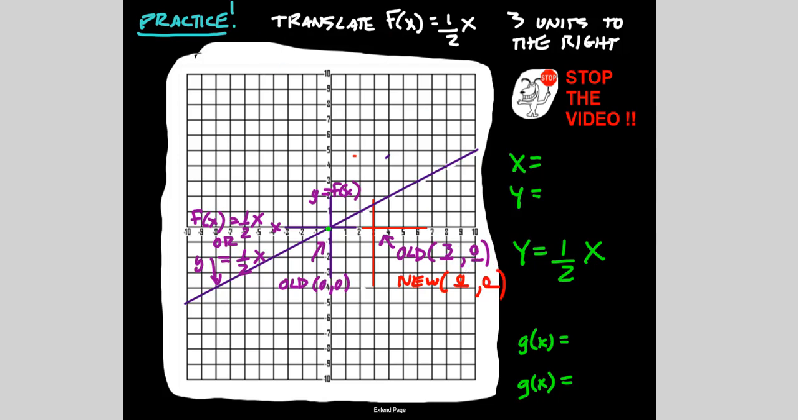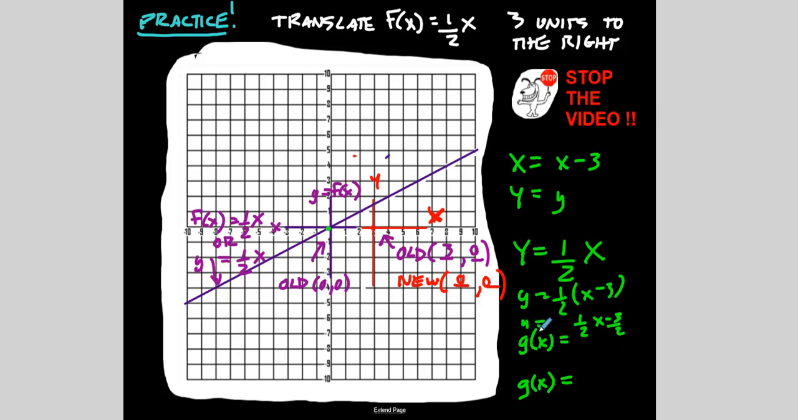And I should have written here, this is the big X, big Y axis, the new coordinate system. So now big X in terms of little x, I'm going from 3 to 0, so I have to subtract 3 from x. So that's going to be little x minus 3. Y doesn't change, so that's just going to be little y. So now replace big Y with little y, and replace x with the quantity x minus 3, which if you multiplied it out would be 1/2 x minus 3/2.